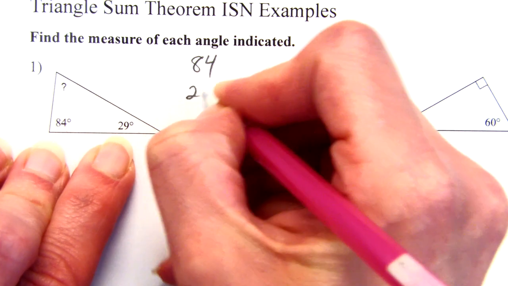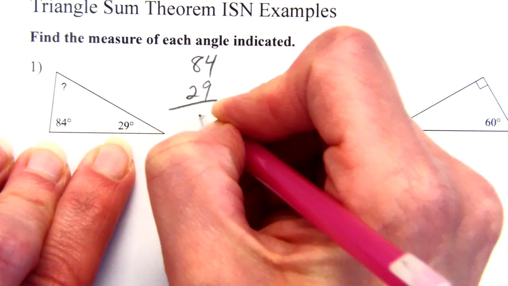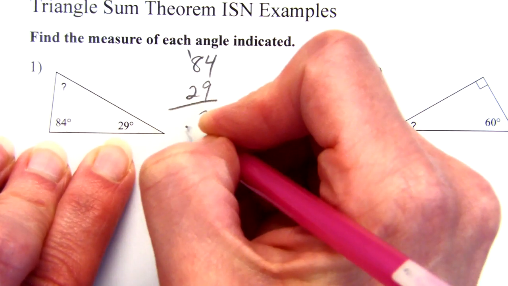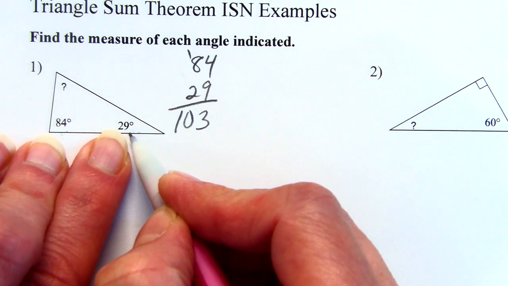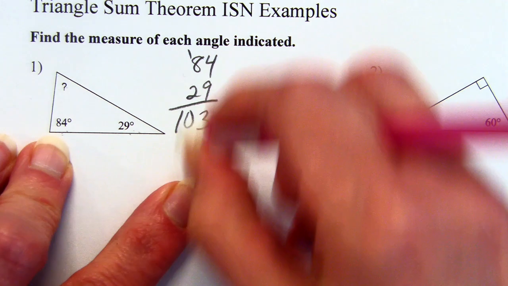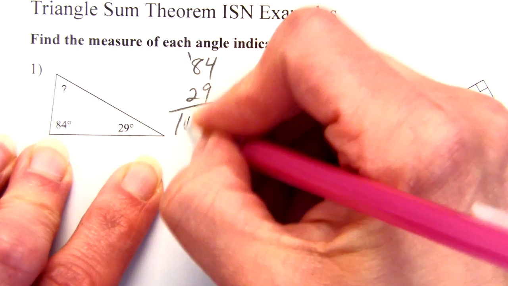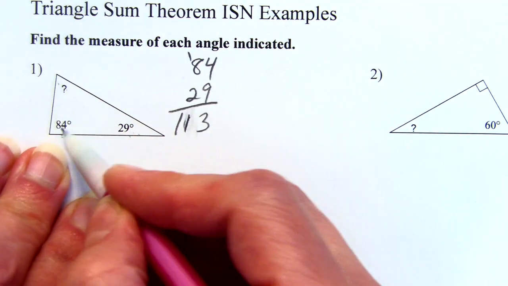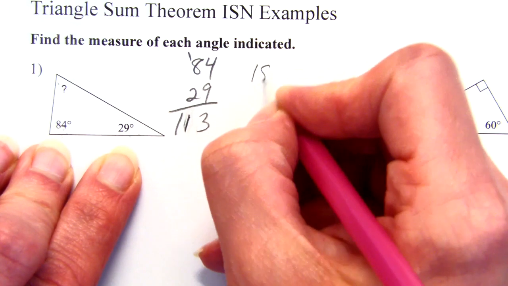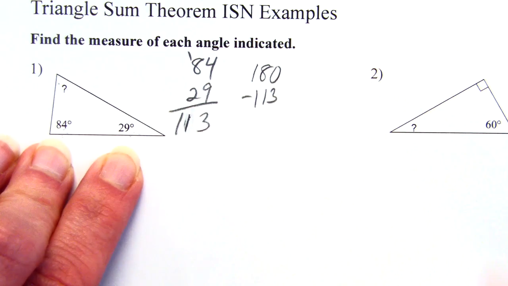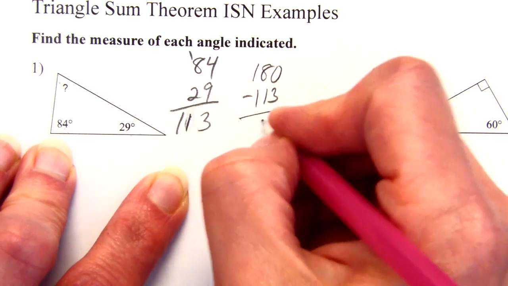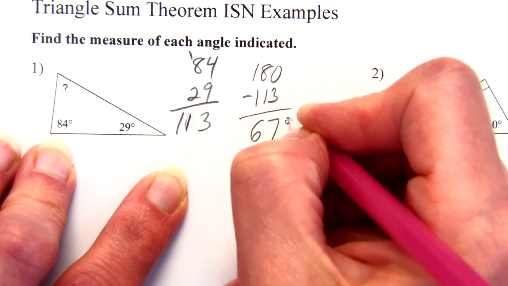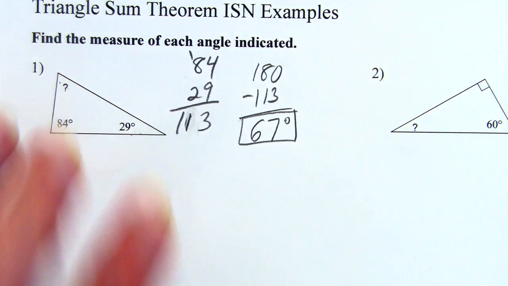I like to add the two angles together first. So this will be 103 degrees for both of these angles together. I'm sorry, 113, I added that wrong. And then what we will do, since all three add up to 180 degrees, is I will subtract that from 180. And we get 67 degrees. And don't forget to put a degree symbol on your angle.